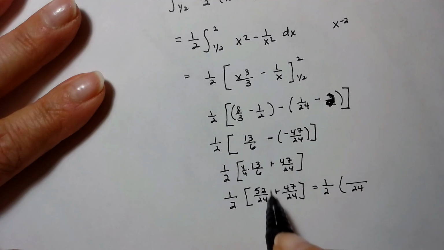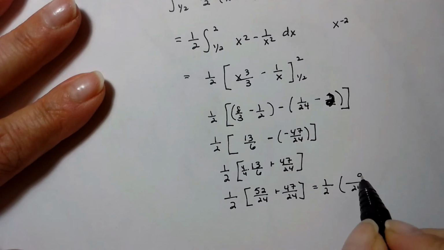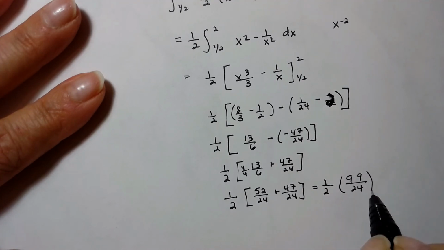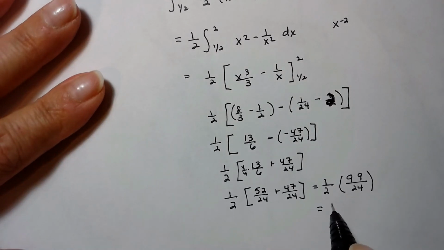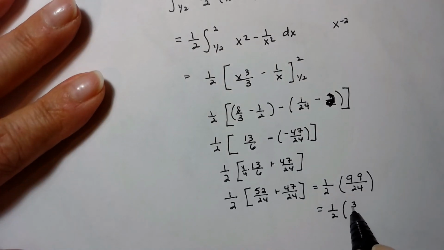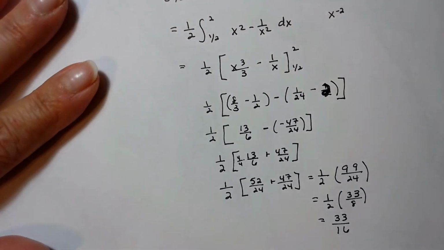That's going to be 24. 52, 7 and 2 is 9, and 5 and 4 is 9. So there we go. And 3 goes into 99 33 times, and 3 goes into 24 8 times. So that gives us 33 over 16, and I believe, I don't have a copy of the book here, but I believe that was the answer.